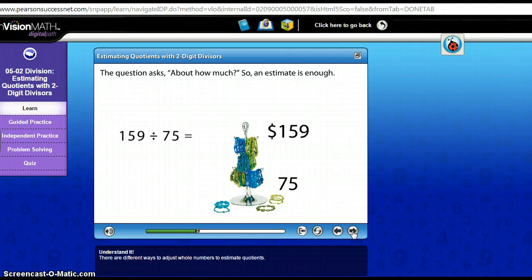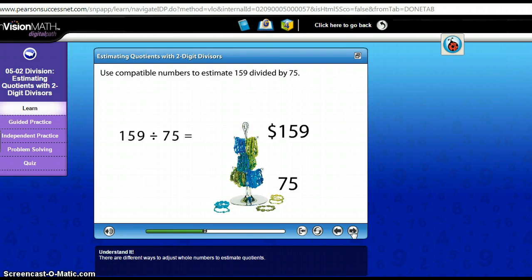The question asks, about how much? So, an estimate is enough. How do you know an estimate is enough? What clue, what keyword lets you know that an estimate is okay for this? That it doesn't need to be an exact answer. Brody? It says about how much. Very good. It says about how much.